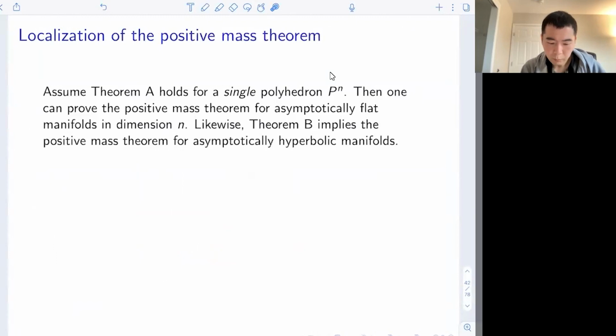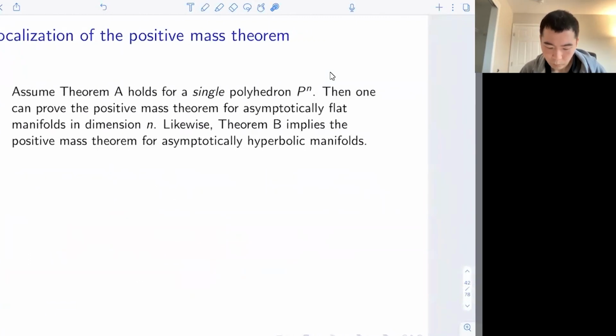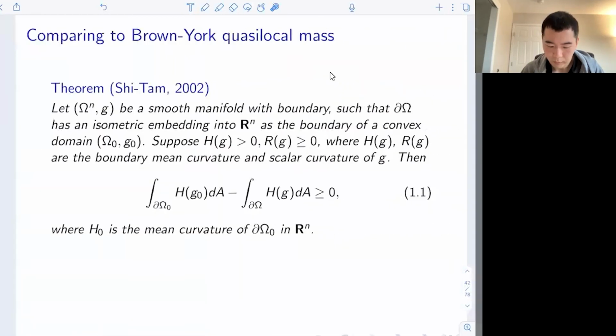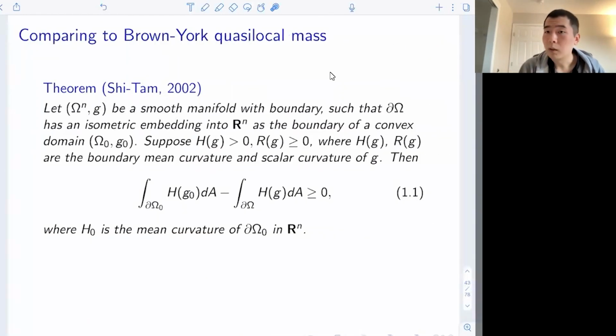Now, the second observation is that likewise, the second statement for hyperbolic models would imply the positive mass theorem for asymptotically hyperbolic manifolds. Okay, so the second observation is that there's a nice connection between the polyhedral comparison and the Brown-York quasi-local mass. So let me maybe remind you of this notion of quasi-local mass.